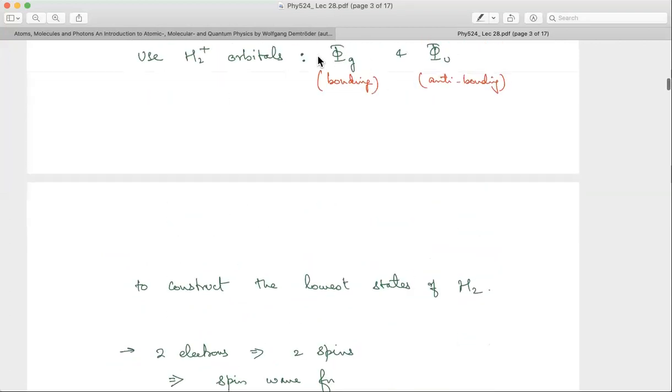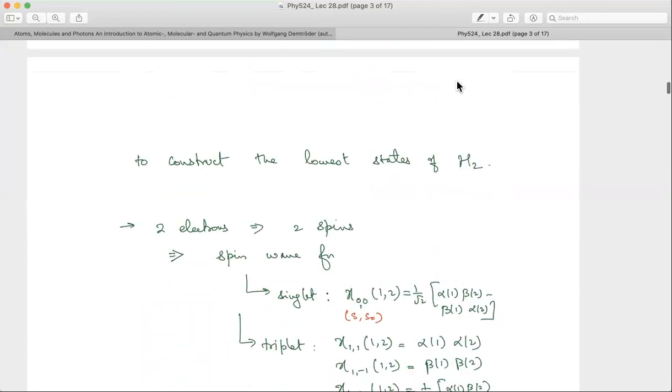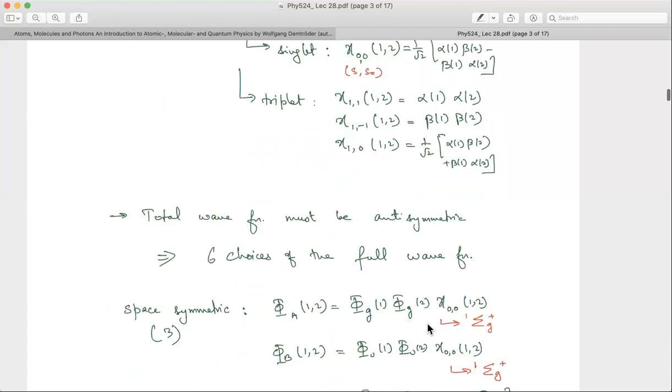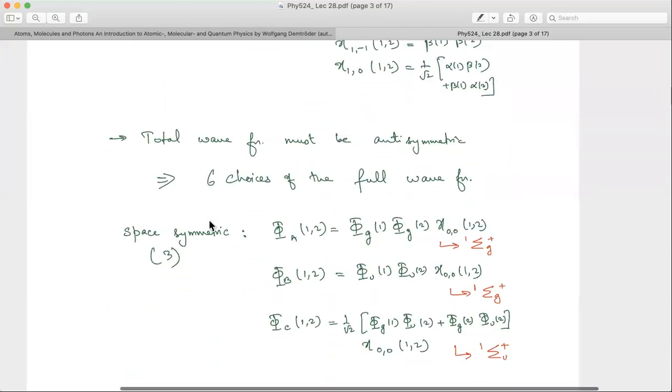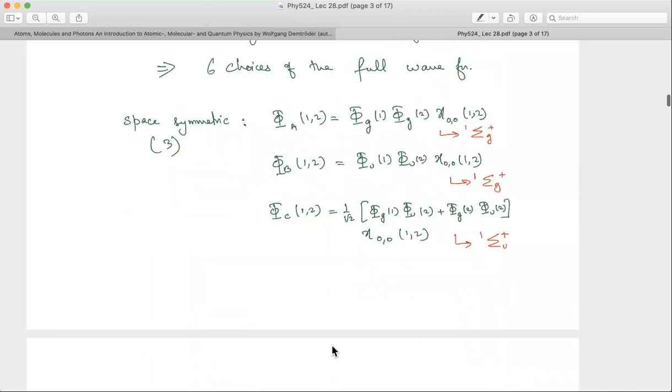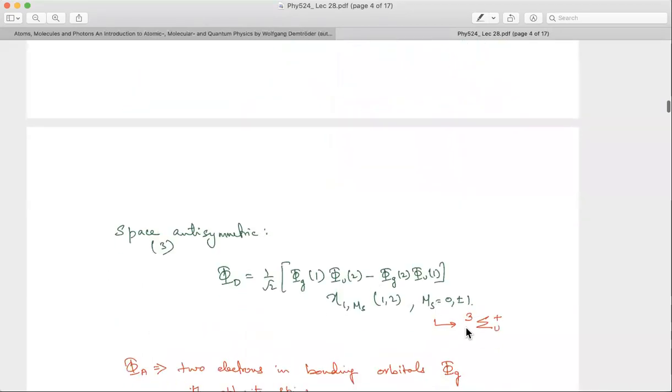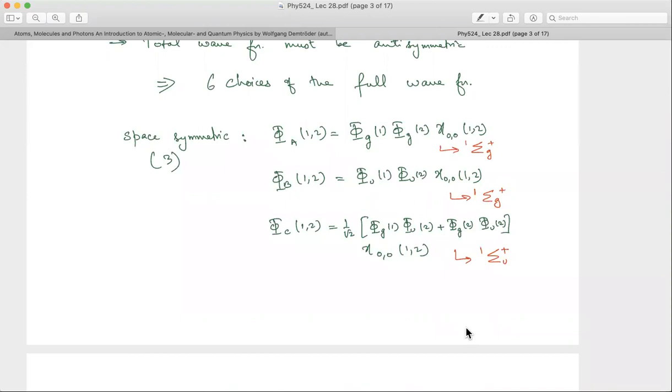And these I can combine with the space part of the wave function. So I can combine these to construct a set of wave functions, of which three are space symmetric and three are space antisymmetric. Okay, so 6 choices of wave functions. So let's look at them basically. So the space symmetric part, the two orbital triplet basically, I can have as phi g of 1, phi g of 2 times chi 0, 0, 1, 2 basically, right? So let's call that state the A state.